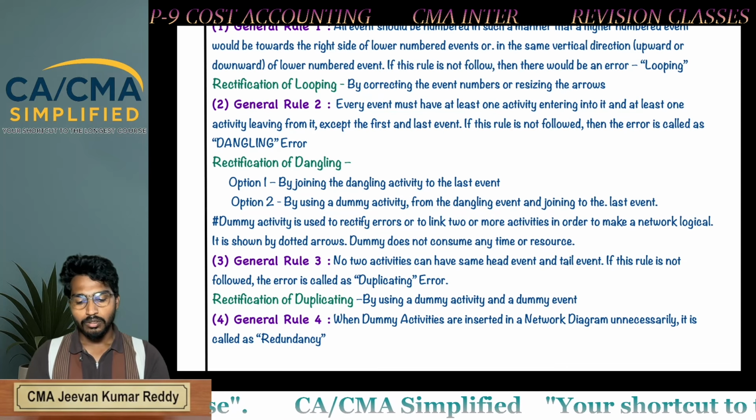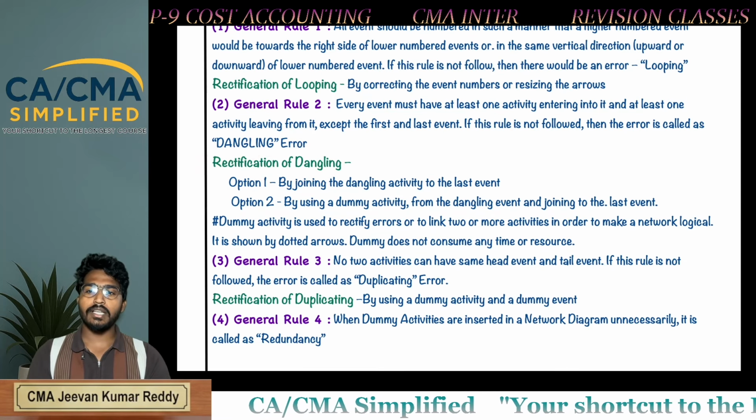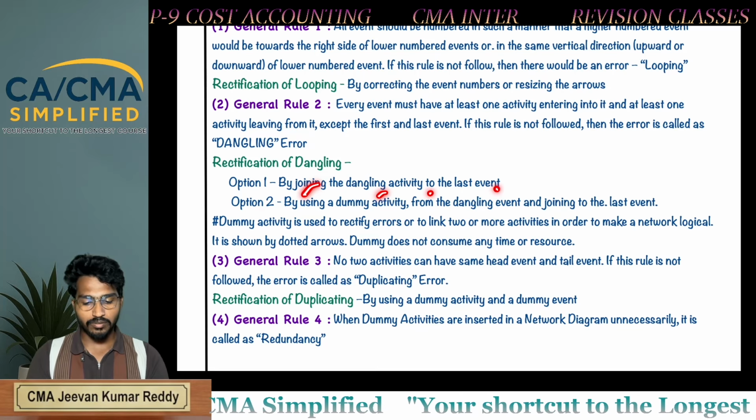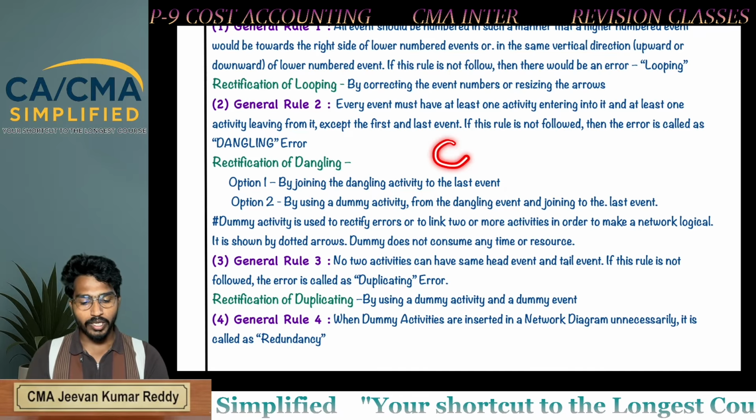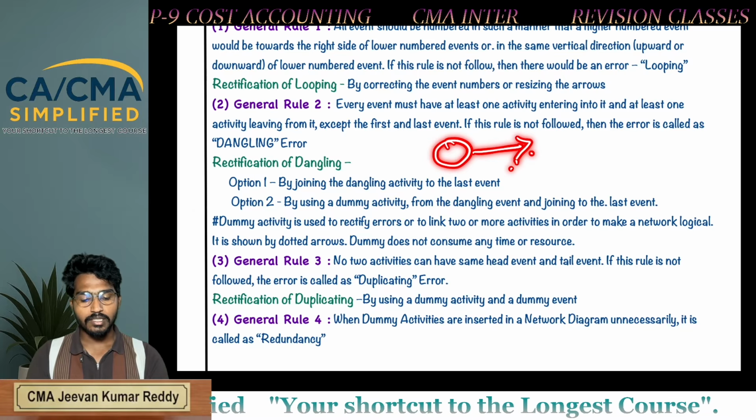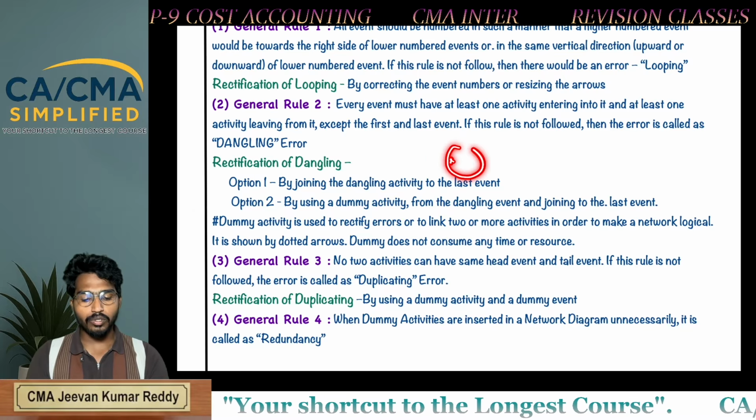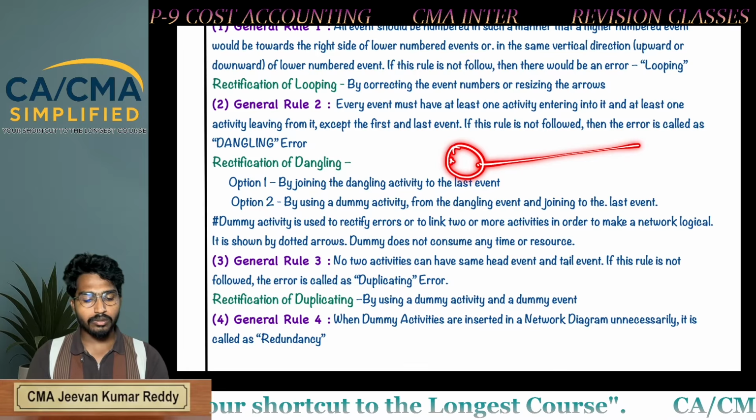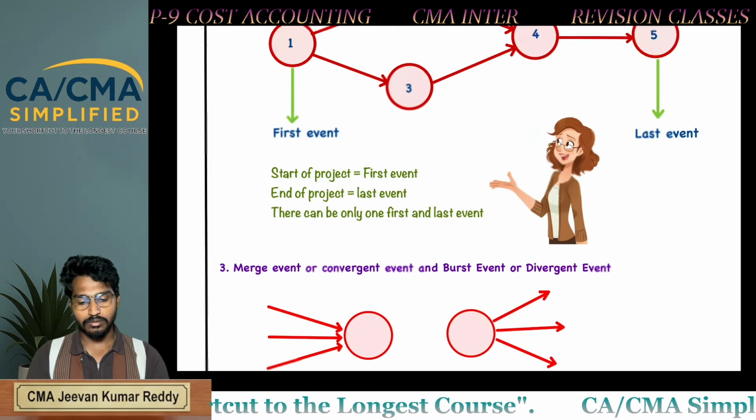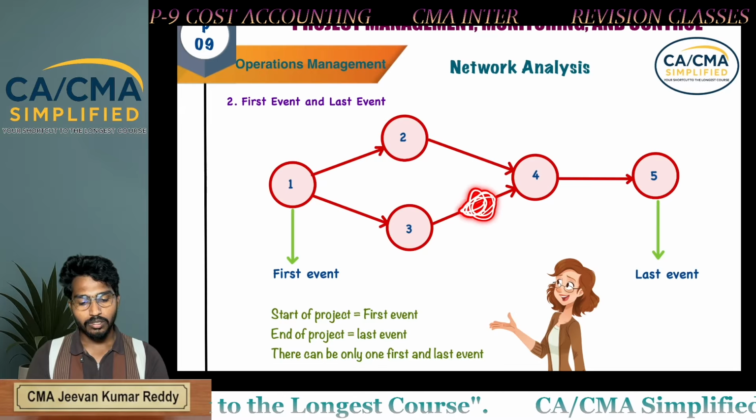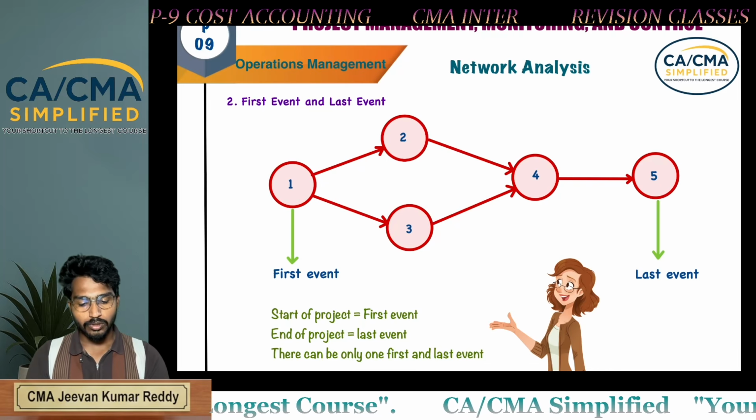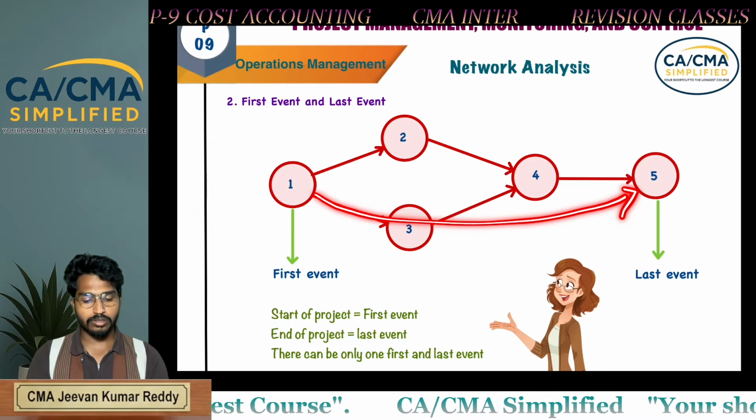Now, how to rectify a dangling error? By joining the dangling activity to the last event. You can't leave one activity like this. If you leave one activity like this, it is called a dangling error. How to rectify it? You have to join it to the last event, like this. For example, if you are leaving one activity like this, what you need to do is join it to the last event.